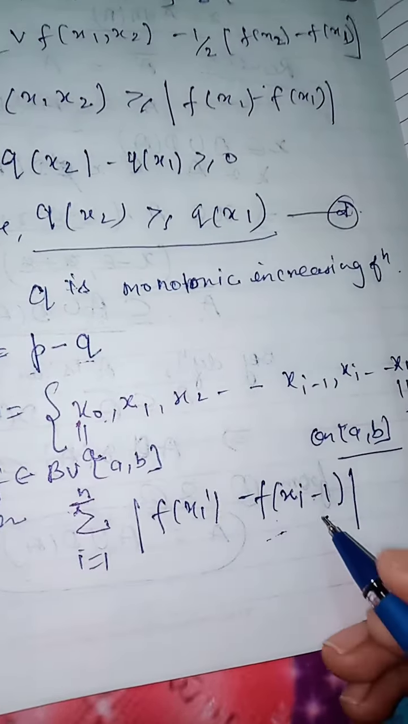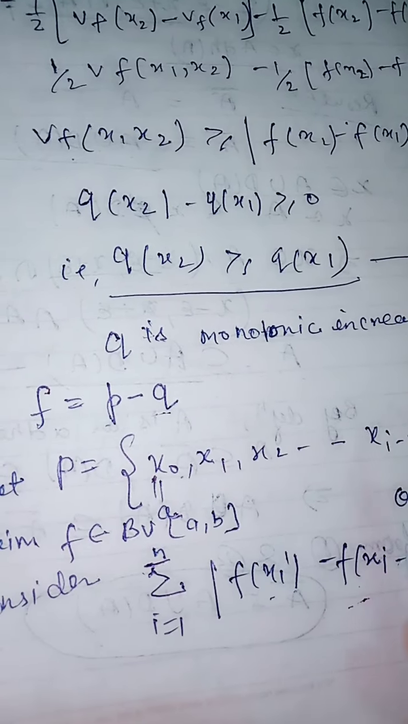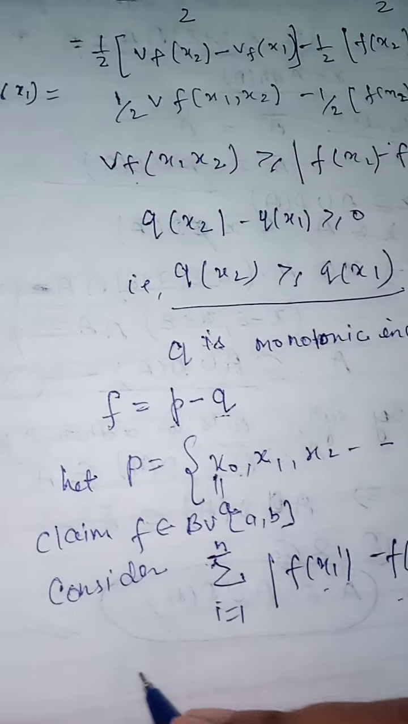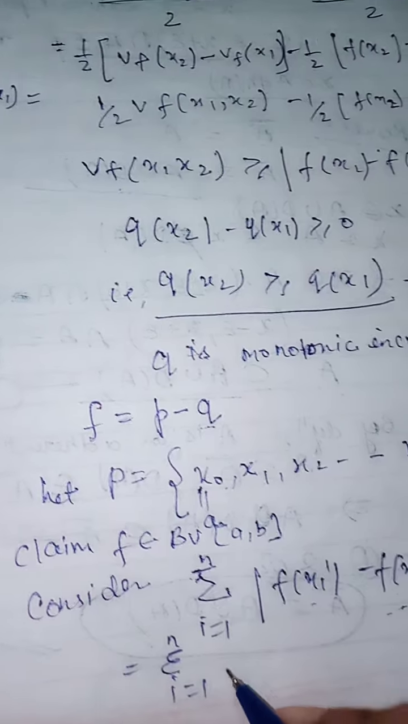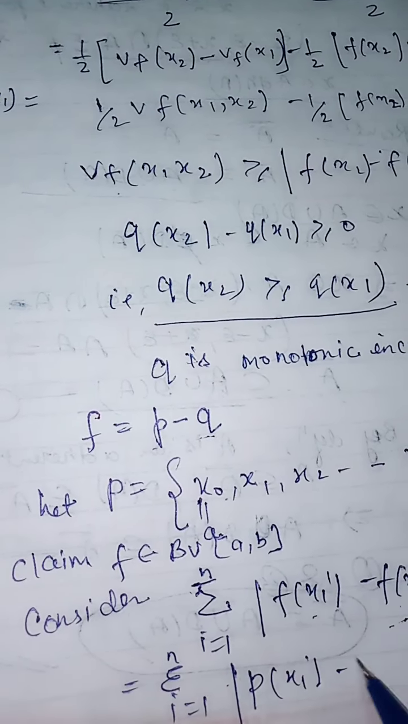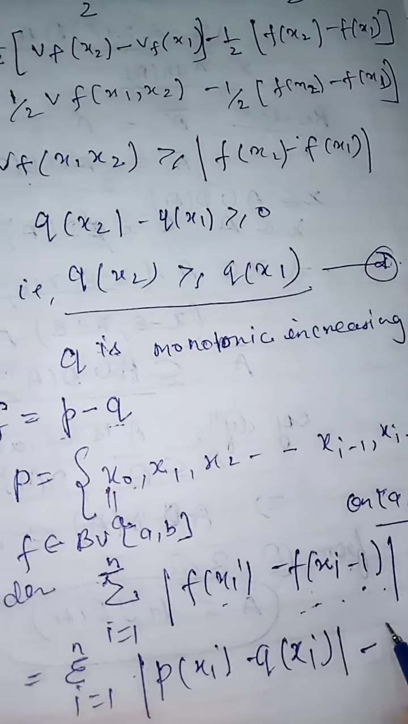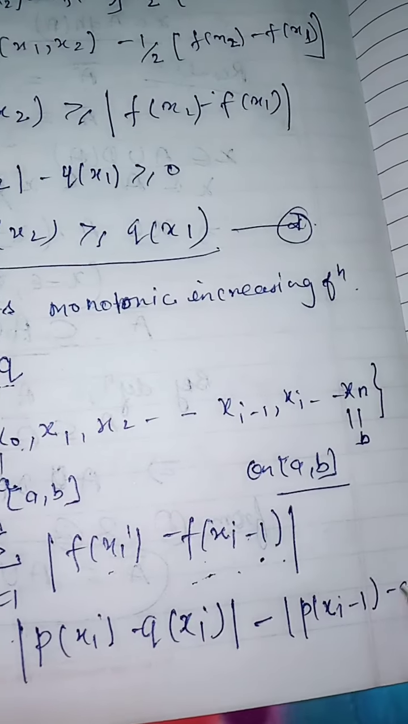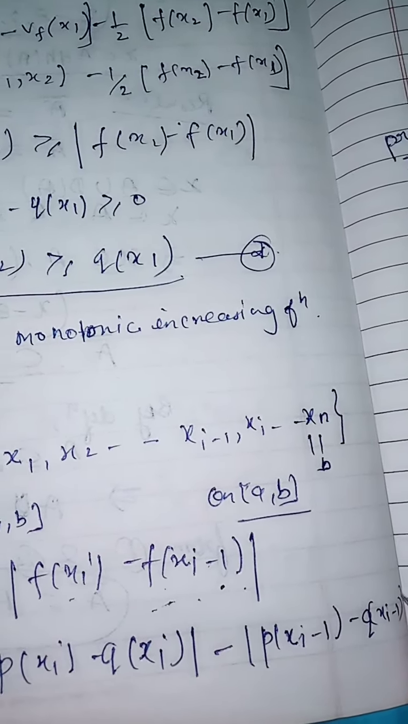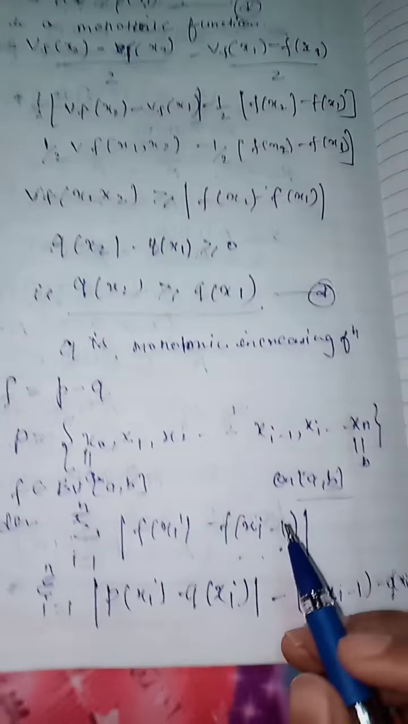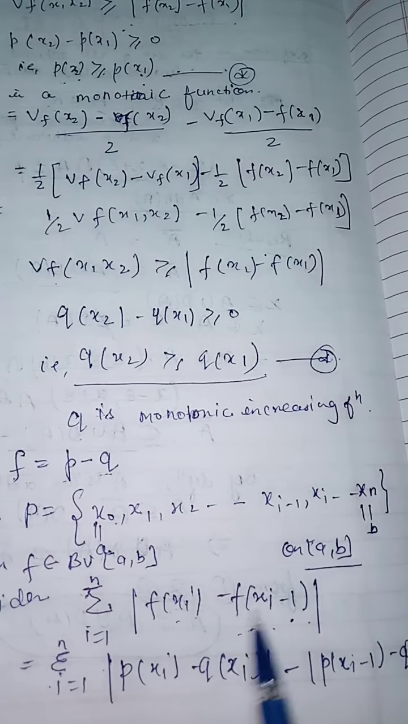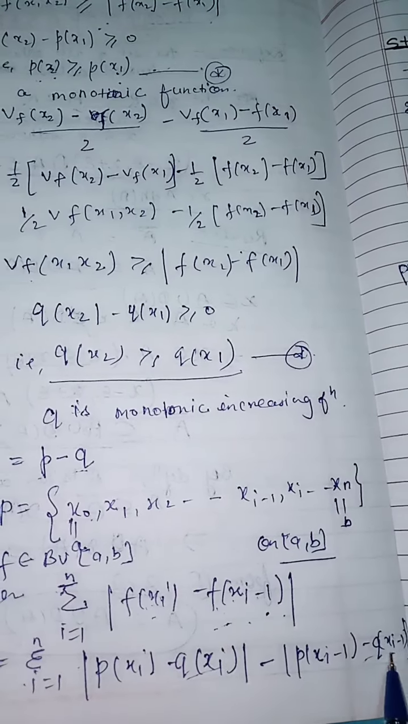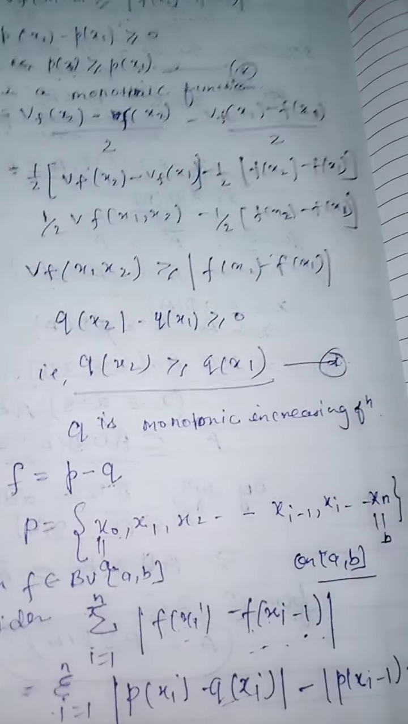Okay, so let's consider this function, and what we have to do is, in place of f of xi, we have to put p of xi minus q of xi, and in place of f of x(i-1), p of x(i-1) minus q of x(i-1). So put here sigma, i equals 1 to n, mod of p of xi minus q of xi minus p of x(i-1) minus q of x(i-1). Okay, we have to show this. In place of f of xi and f of x(i-1), we have put the differences of p of xi and q of xi, as we saw earlier.